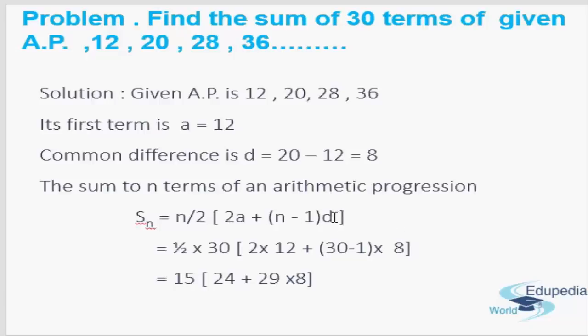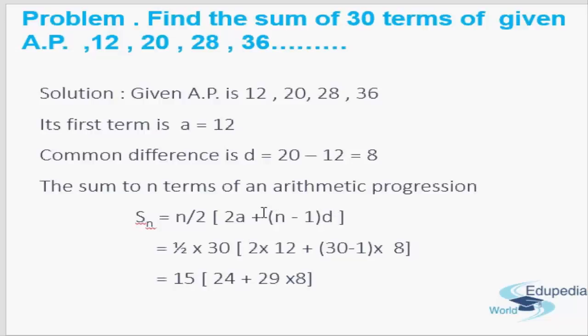We need d, we need n, and a, and of course we need to find Sn. We know what the a is. The a over here is 12. We know what d is. 20 minus 12 would be 8, 28 minus 20 would be 8, 36 minus 28 would be 8. We just found that out. The common difference, that is, it's 8. We plug in 8 over here.